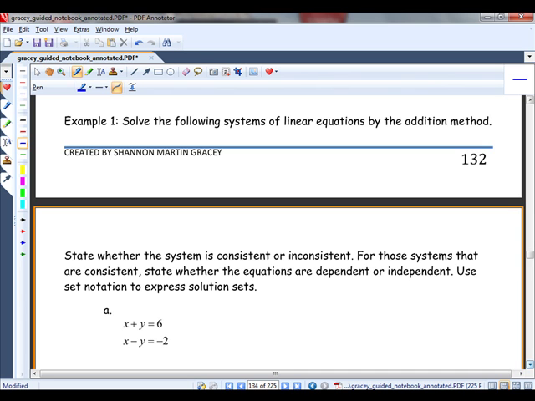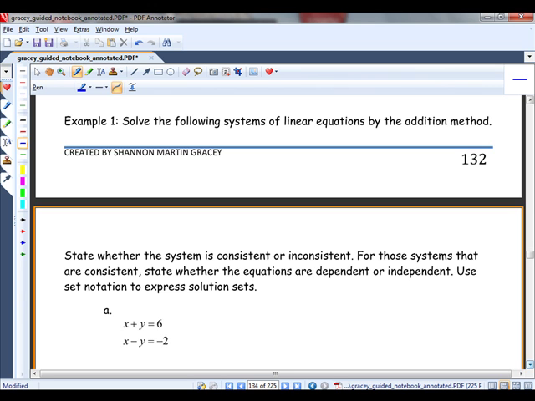So basically, systems will be consistent unless they get an answer that has no solution. So if you have parallel lines, which means you got an answer of no solution, that is an inconsistent system, and the equations are independent. The only systems who have dependent equations are the systems that are the same line.